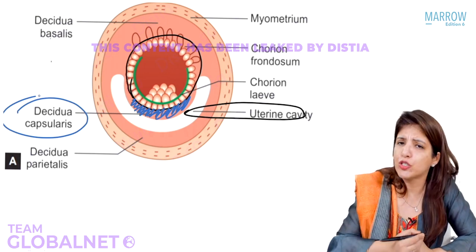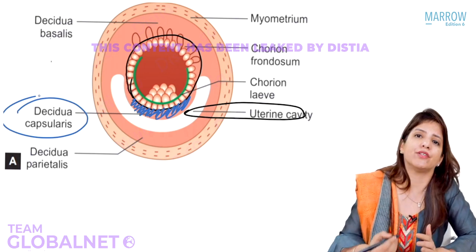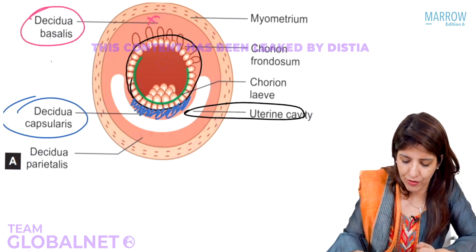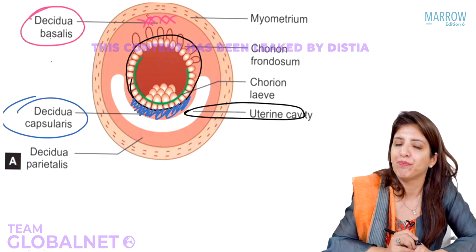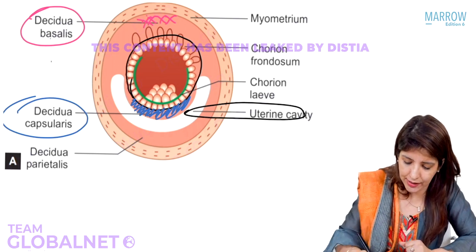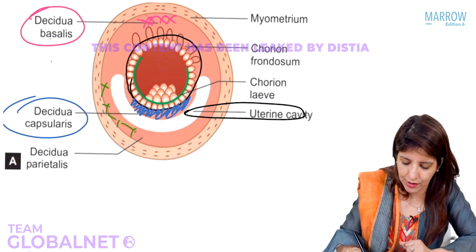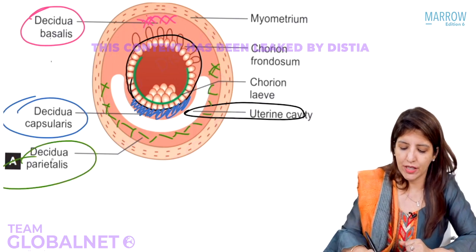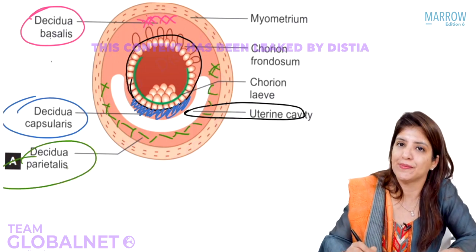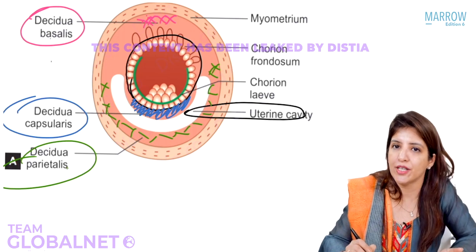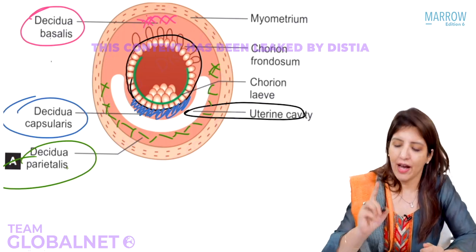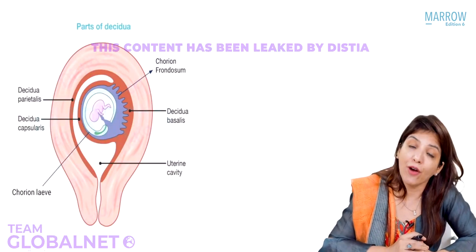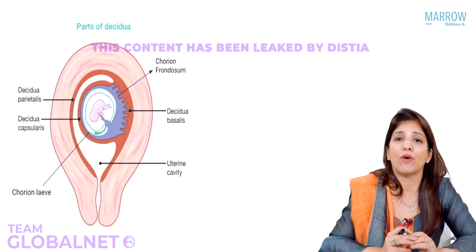Now, just opposite to decidua capsularis, what is there? There is decidua basalis. Just opposite to capsularis, we have decidua basalis. And any other place which they mark and ask you what it is, it has to be decidua parietalis. Clear to all of you how to identify? Now, if that is clear, I have a testing image for you. This image. Now you tell me how you are going to identify in this image.